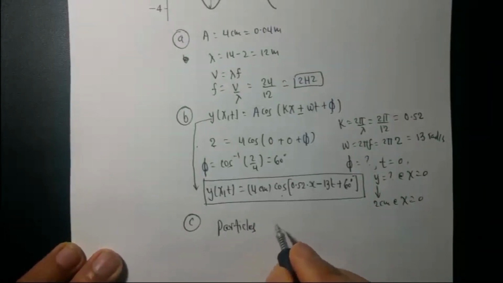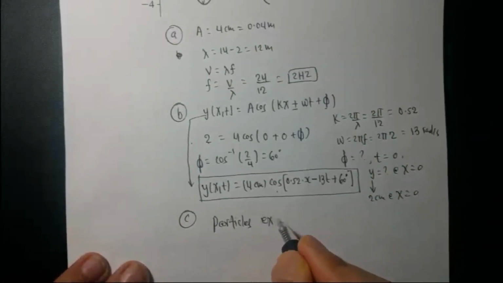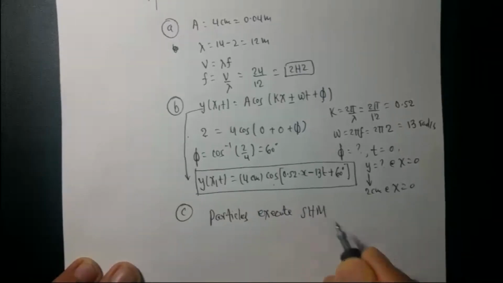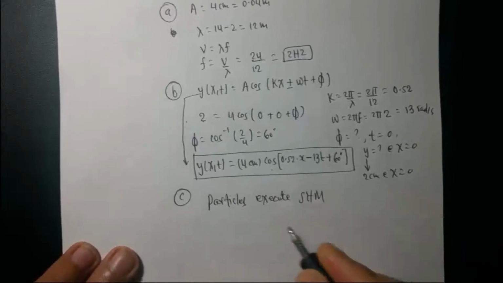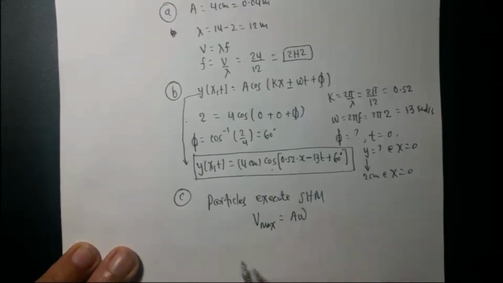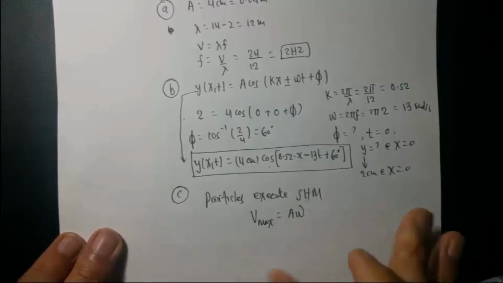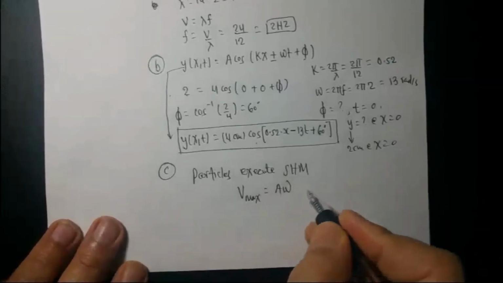Particles are executing simple harmonic motion, so you can just use the simple harmonic motion formula. What was the maximum velocity formula from simple harmonic motion? It was just A omega, the magnitude of the maximum velocity, if you remember from simple harmonic oscillation, just A times omega.